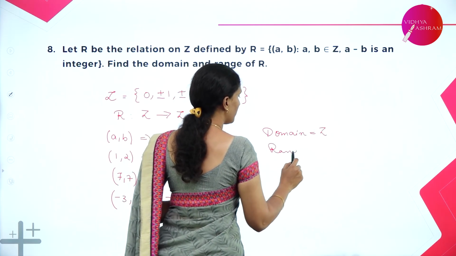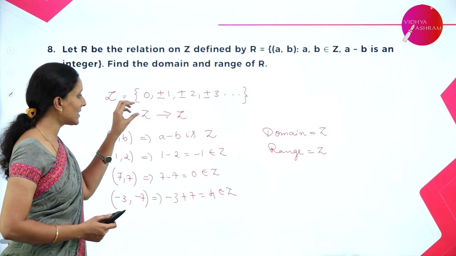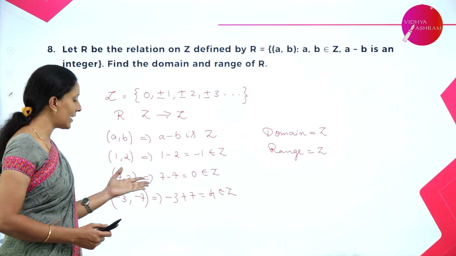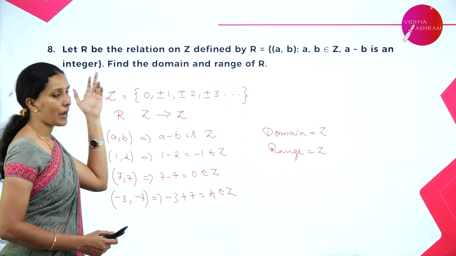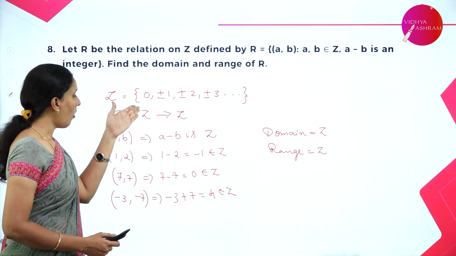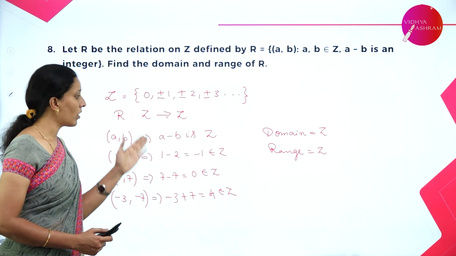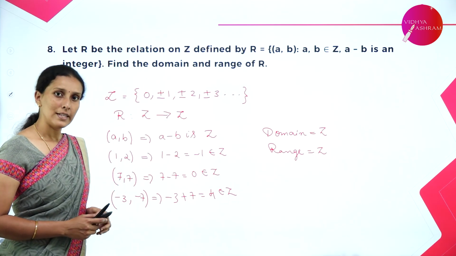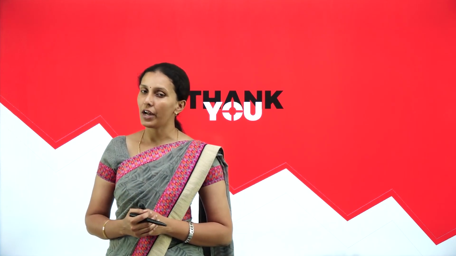and your range is also integers, whereas codomain is also integers. So therefore the complete set Z is the domain because we can choose any number from the first set, any number from the second set which is satisfying the condition that a minus b is an integer. Hence, all the elements inside the first set as well as the second set are in the relation. Therefore, our domain is the set Z, range is the set Z, codomain is also Z. So this is how we will define the relation under the Cartesian product with its domain, range and codomain.